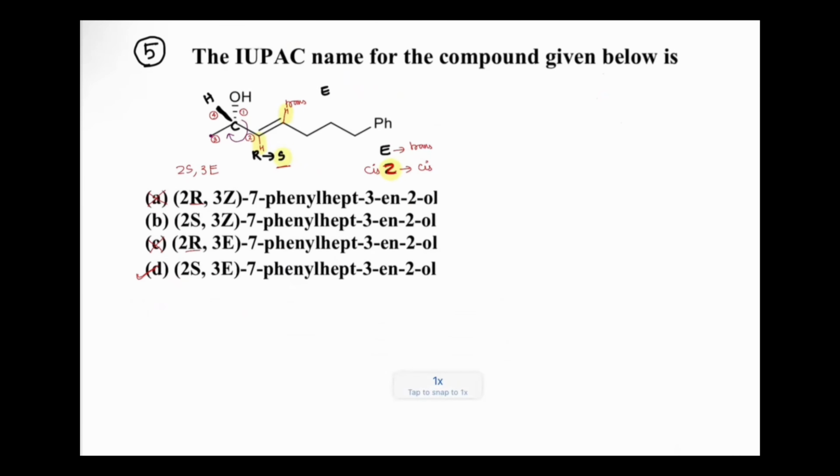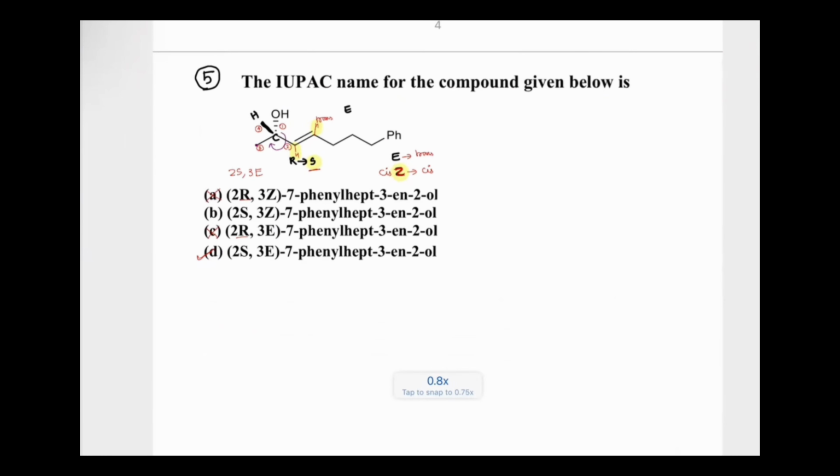Okay. So like this, you can find out the name of an organic molecule just by looking at the configuration of the chiral carbon. And if you are having an alkene, we can find out whether it is E or Z. Okay, Z means cis. And this is the third type of question that can be expected from stereochemistry, that is finding out the IUPAC name for the organic molecule.